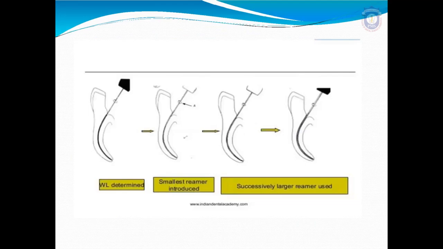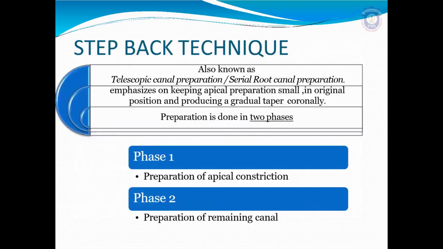As seen in the diagrams, working length is first determined. The smallest reamer is introduced and successively larger reamers are introduced. Coming to the main portion, that is the step back technique. It is also known as telescopic canal preparation or serial root canal preparation. It emphasizes keeping the apical preparation small in its original position and producing a gradual taper coronally.